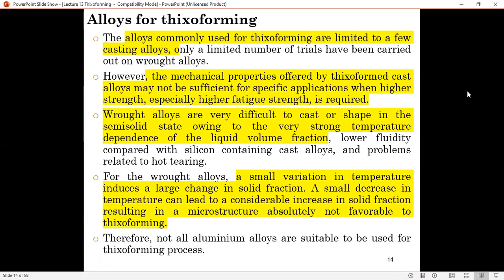Okay, so as we discussed just now, once you make the billet using the Thixo materials, you can actually use that and machine it to make parts. But basically it won't have good characteristics in terms of strength, fatigue characteristics, and so on and so forth. So only a small number of alloys can be used for this particular operation. Okay?